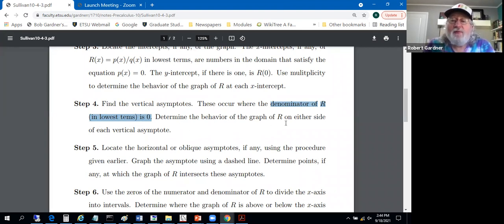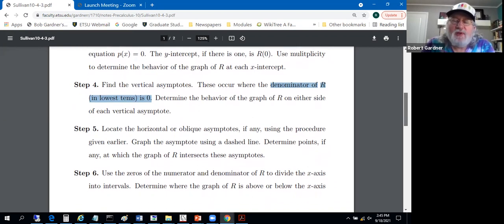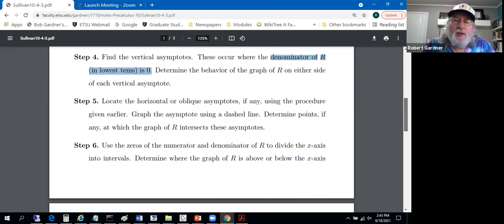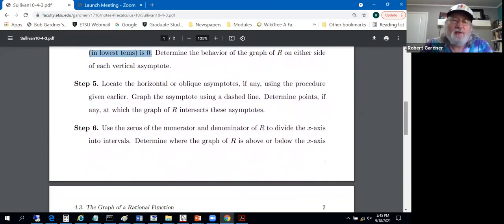Determine the behavior of the graph of R on either side of each vertical asymptote. That too we'll analyze in terms of whether the function is positive or negative. We know if it has a vertical asymptote, then it's going upwards really steeply or downwards really steeply. And if it's positive, then it must be going upwards to positive infinity, so to speak. And if the graph is negative near a vertical asymptote, then the graph must be going downward to negative infinity, so to speak. And we'll express that in terms of some of the limit notation that the book's introduced that we have not clearly defined, but you will in Calculus 1.